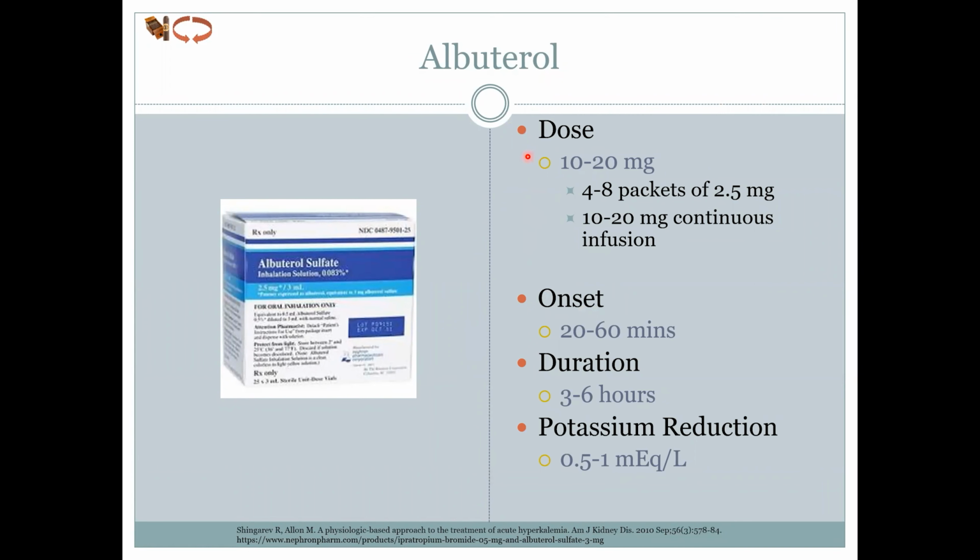So let's go back and look at the dosing. It's going to be much larger than what we see in other indications at 10 to 20 milligrams. And depending on if you have this box here, you're going to see anywhere from 4 to 8 packets of this. And the volume can range anywhere from 0.5 to 3 mLs per 2.5. It is going to be given as a continuous infusion. The onset is going to be 20 to 60 minutes with a duration of 3 to 6 hours. And based off this being used as monotherapy, you can see a potassium reduction of 0.5 to 1 milliequivalents.